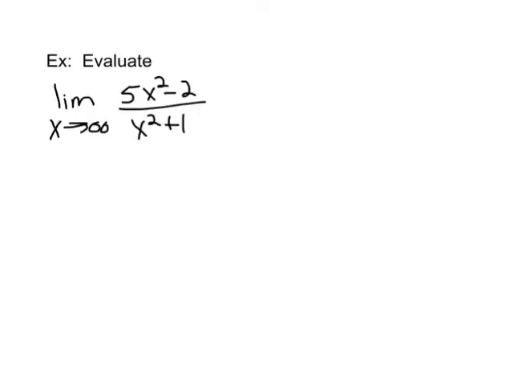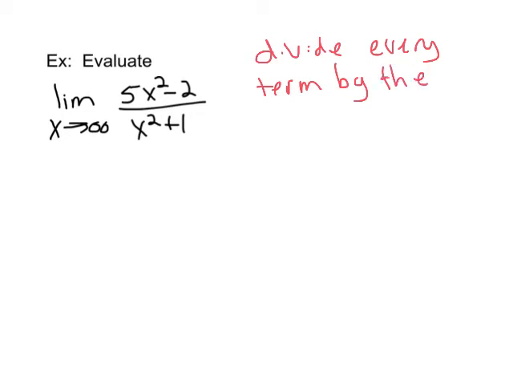So here's an example we're going to look at. We're going to evaluate, as x approaches positive infinity, this function, 5x squared minus 2 over x squared plus 1. It's a rational function. It has areas of discontinuity. And here's what we're going to do. The process is this. We're going to divide every term by the highest degree term in the entire function. So the actual value of the function is not going to change. We're just rearranging the terms a little bit by the highest degree term.